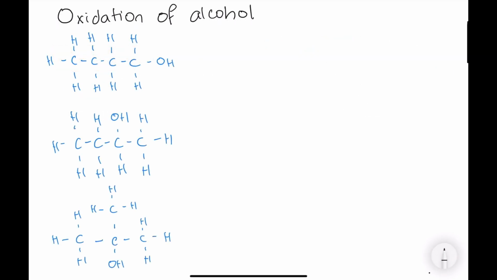But before I go straight into the oxidation, I'll go over the types of alcohols, and this is very, very simple to do. So right here, I have drawn 3 isomers of butanol. So this is butan-1-ol, this is butan-2-ol, and this is 2-methylpropan-2-ol.